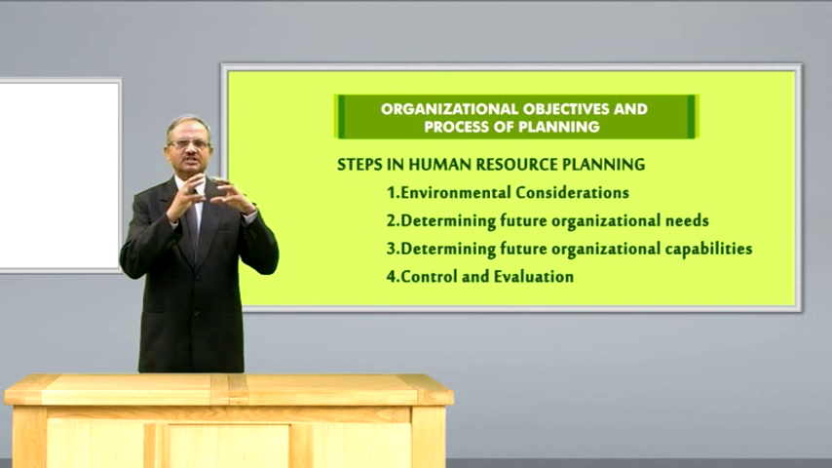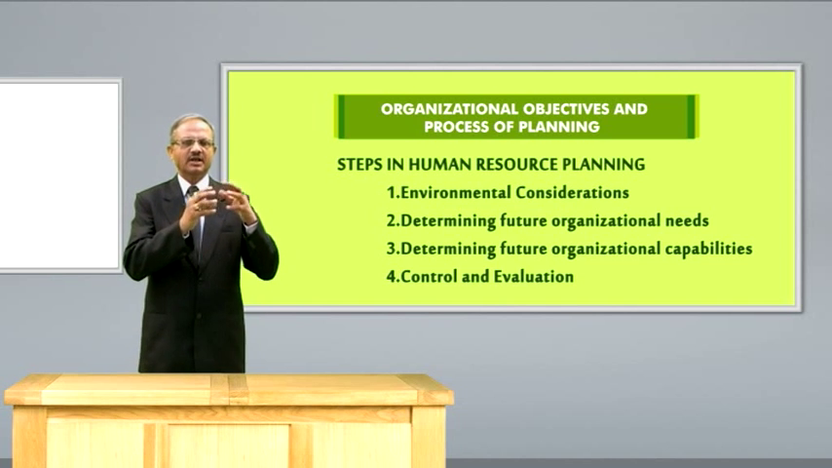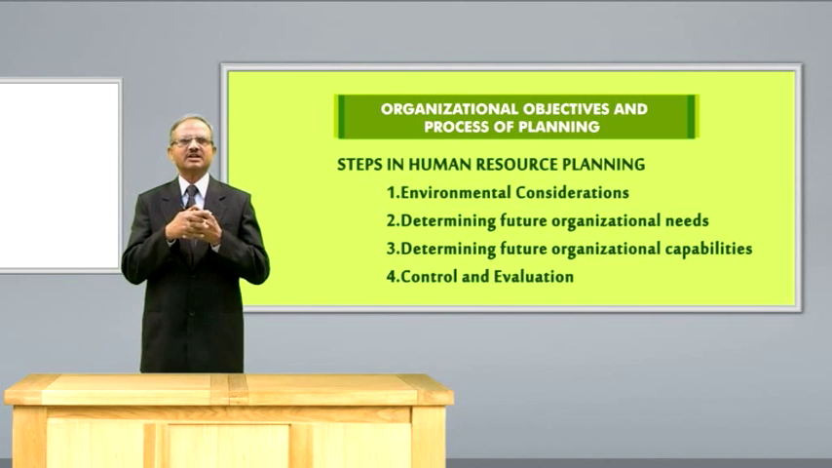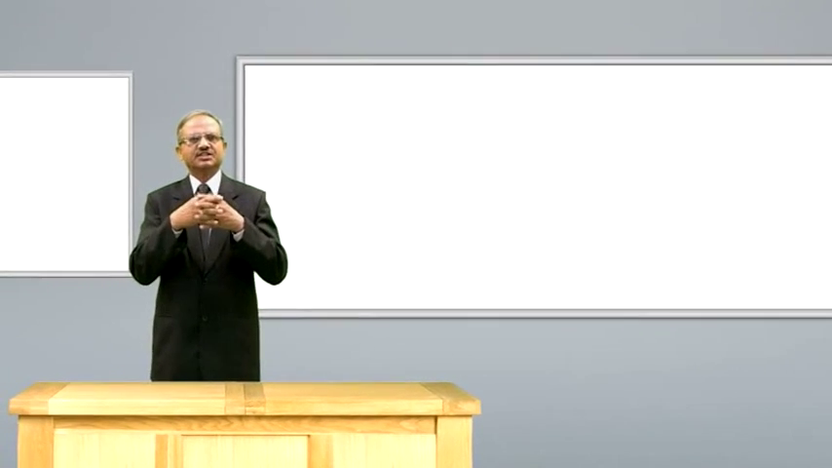factors. So these are the four steps involved in the human resource planning: the environmental factors, organizational needs, future needs, and the capabilities, and control and evaluation. Next is a concept of demand and supply and forecasting techniques.